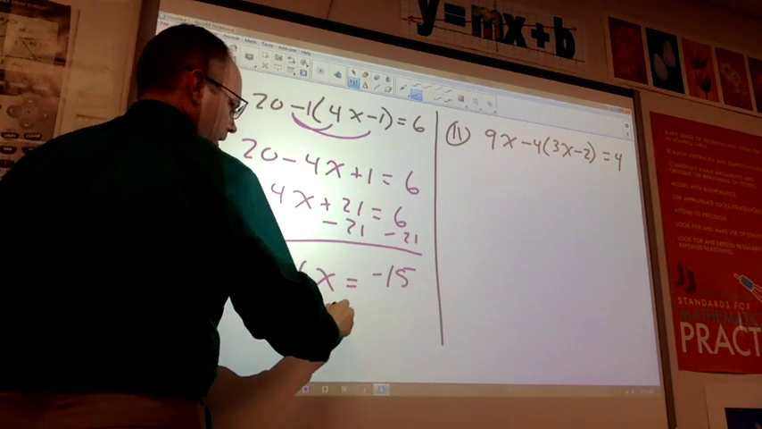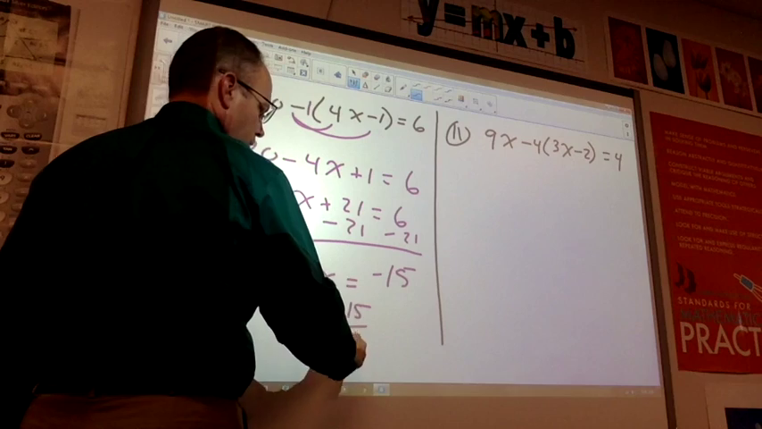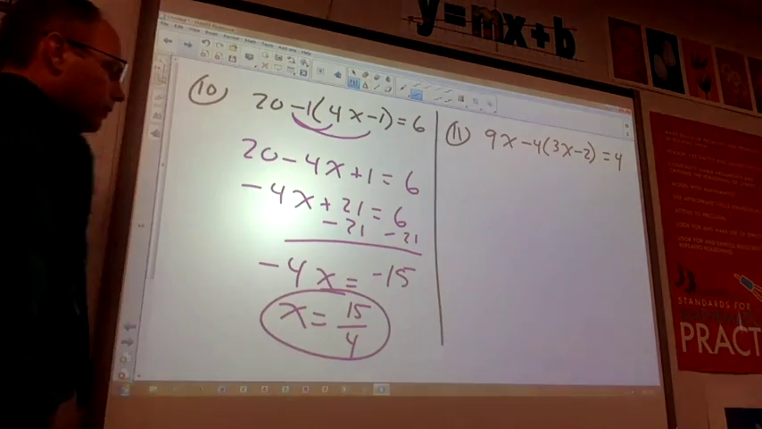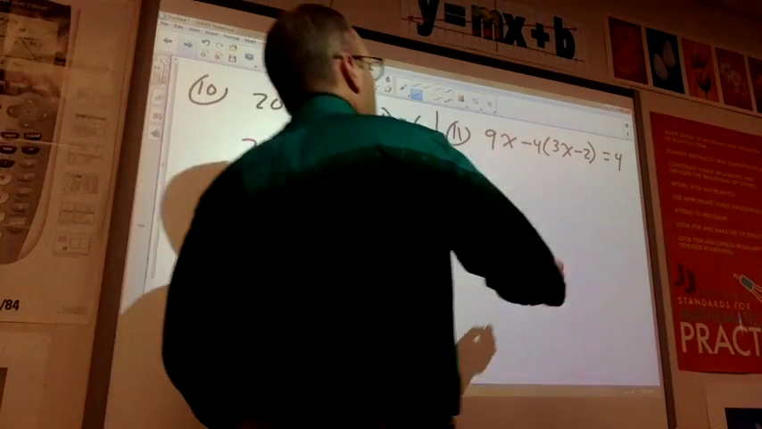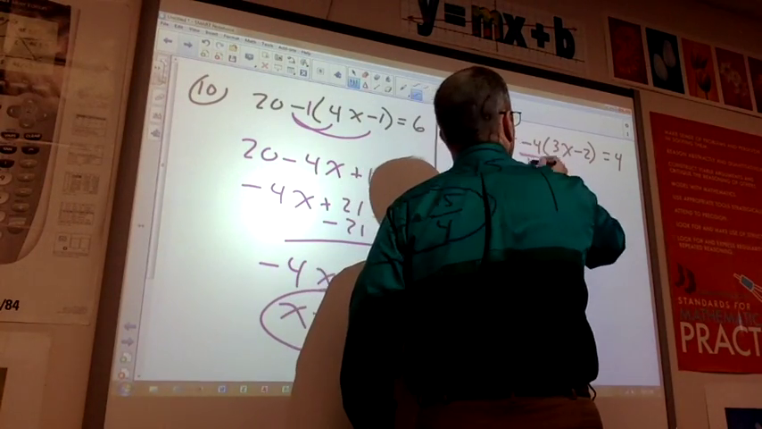And then divide by the negative, so I get 15 over 4. That's reduced. Problem 11, the error that would take place would be distributing the negative. Distribute the -4. A lot of people just distribute the 4, they'll forget to bring the negative. So the whole thing, here to here.